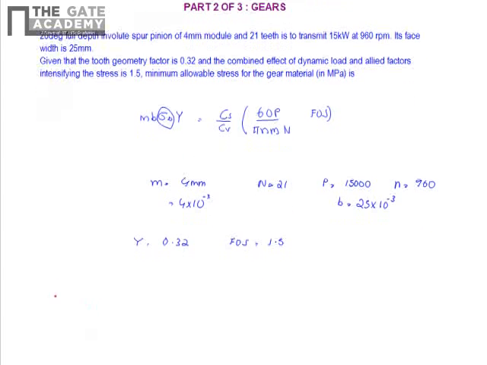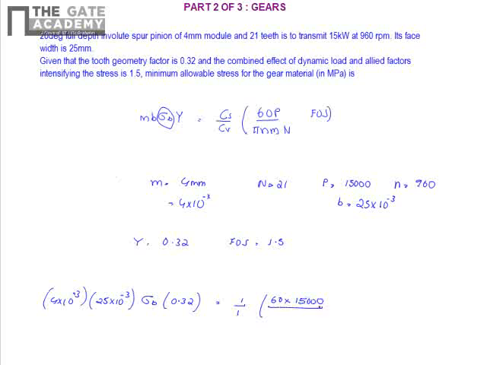So what we get is 4 into 10 power minus 3 into B. B is 25 into 10 power minus 3 into sigma B into 0.32 is equal to 1 by 1 into 60 into P, where P is 15,000, divided by pi into N, the RPM, which is 960, into M, the module, which is 4 into 10 power minus 3, into capital N, the number of teeth, 21, into the factor of safety, 1.5.